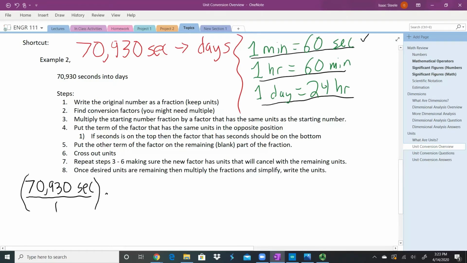And to cancel out seconds, that means wherever I put this new conversion factor fraction, seconds needs to be on the bottom. When I do that, seconds will cancel out because they're on opposite spots in my fraction. So the second side is 60, so I put my 60 seconds on the bottom, which means this blank spot on the top is 1 minute.